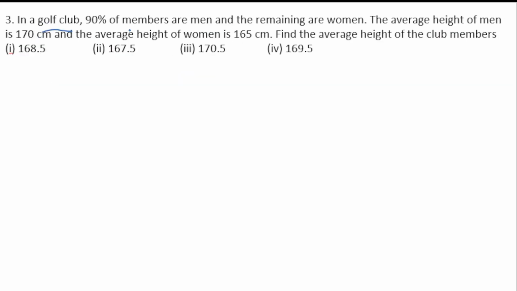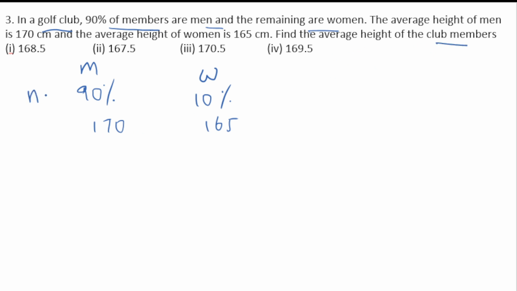Third question. In a golf club, 90% of the members are men and remaining are women. See here, men are 90% and women are 10%. Okay. The average height of men is 170 centimeters. And the average height of women is 165 centimeters. Find the average height of the club members. The number of people are 90% in men and 10% women. So we will take this ratio here. We will get 9:1. Okay. So there are 9 men and 1 woman.